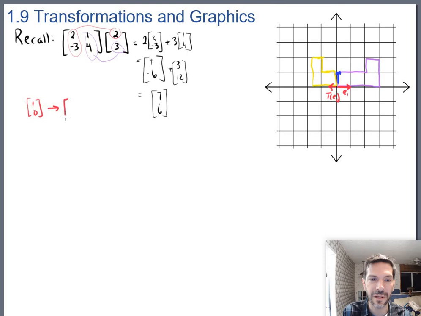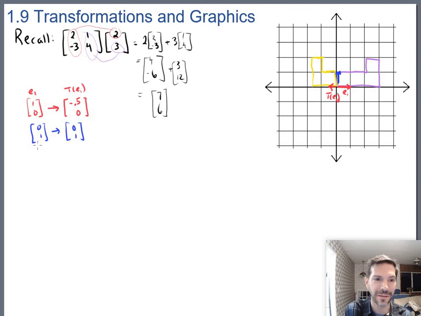And we want E1 to change into negative 0.5, 0. Notice E2 didn't change at all. So we want E2 to stay exactly the same. So again, there's E1, there's the transformation of E1. There's E2 and the transformation of E2. And notice, by the way, this isn't just some accident of E2 being on the axis. It's right. Every sort of vertical distance stays the same on this transformation.